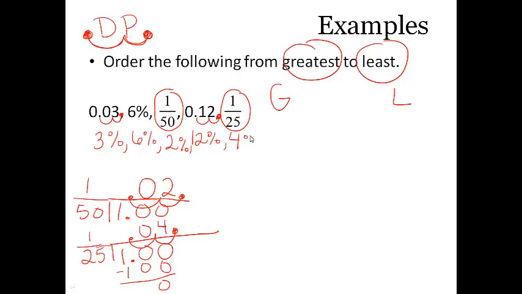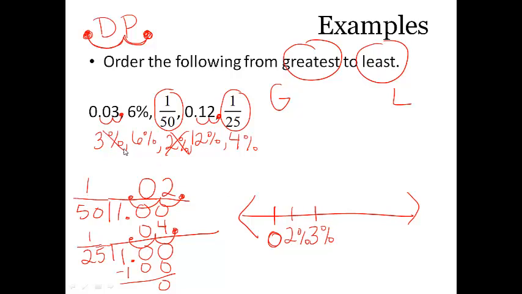I'm going to make a little number line and I'm going to line these up on the number line. So remember, we always have our 0. We'll put our 0 over here. It can go in the middle though, but which number's least? Well, I got 2%. Then I have, cross it out, 3%. Cross it out. Then I have 4%. Cross it out. Then I have 6%.